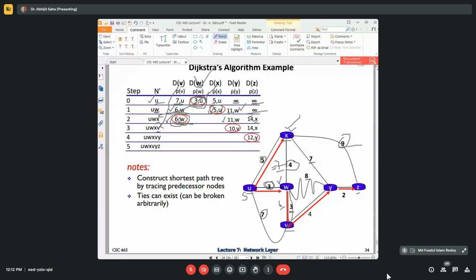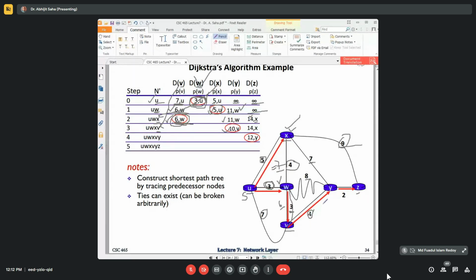In my hand, how much do I have? 6. Remember that. So from V, can we go from V to Y directly? Yes, sir, we can go from V to Y. What is the cost? 4. And what is in my hand? 6. Right? It will be 10, sir. So it comes to 10. What was the previous value? 11. So 10 is smaller than 11. That means it is going to be updated. So my distance for Y is 10.